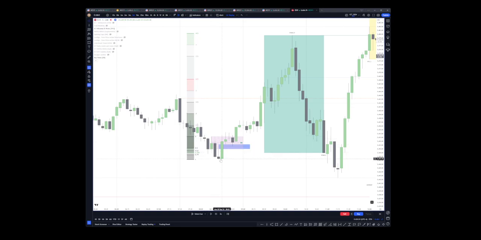And this was the low. It created one fair value gap here. But if you look at it on this side, there is no fair value gap except here. This was the first fair value gap.